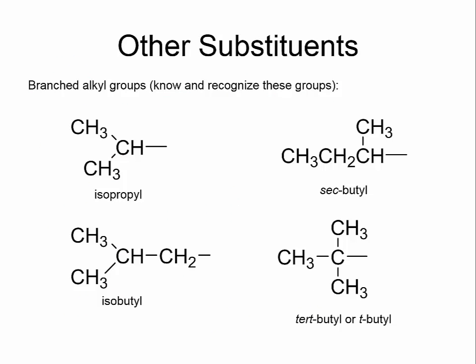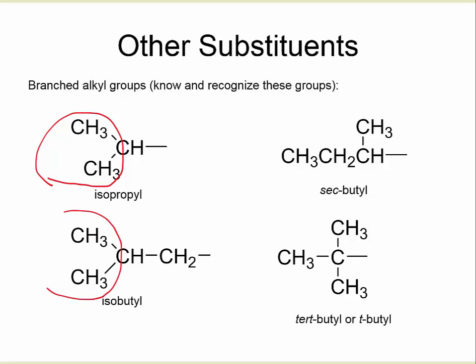There are other substituents that are frequently encountered and are identified by a common name. The isopropyl, isobutyl, sec-butyl, and tert- or t-butyl groups certainly fit into this category of substituents. It's important to know the structures of these 4 common branched alkyl groups. I remember these names in that the isopropyl always has 2 methyl groups at the end of the chain. So isopropyl, isobutyl, isopentyl, and so on.